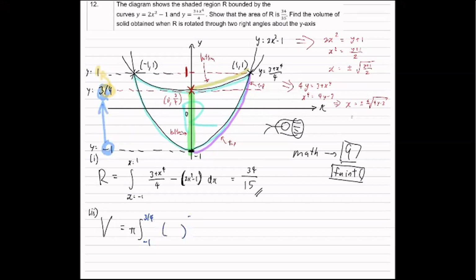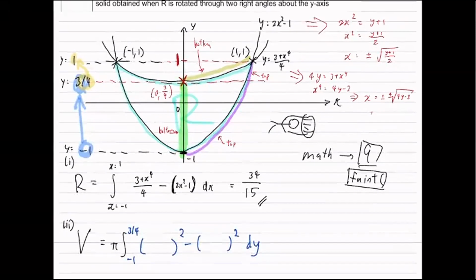What square minus what square? dy? Top minus bottom. First region here. The 2x square minus 1 square. Let me see. Nope, you're integrating with respect to y, so you need to make x the subject. Oh, the square root of (y plus 1) over 2. Yes, correct. Then you square. Of course, they will cancel off with the square. The next one?